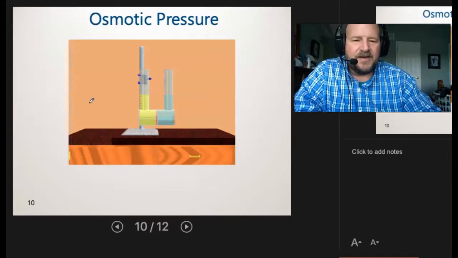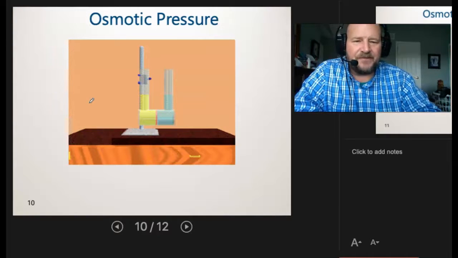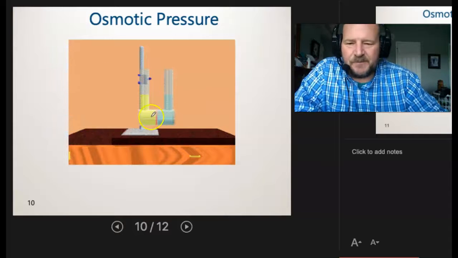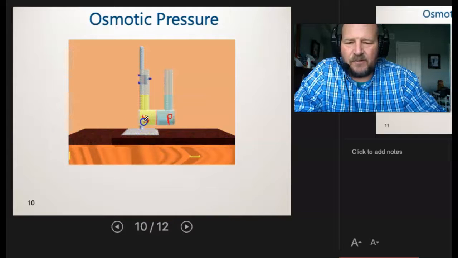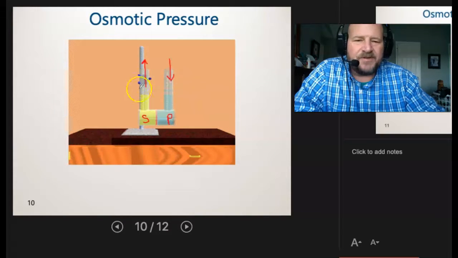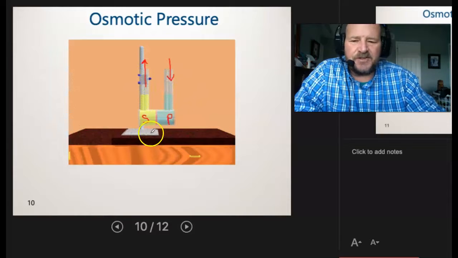Now, again, conceptually, because I don't care about math for this section of it, all I care about is the concept. So conceptually then, here's what we have. I have pure water on this side. I have salt water on this side. Right now the tube is open, right? So it's open to the atmosphere. And so right now the only pressure that's being exerted is atmospheric pressure.